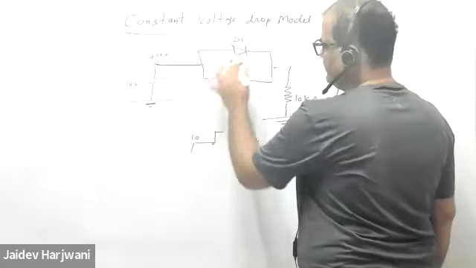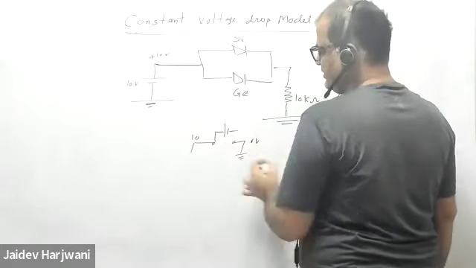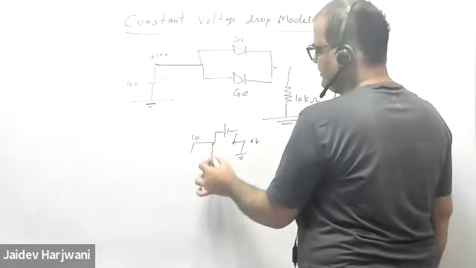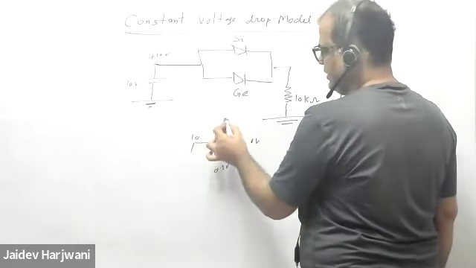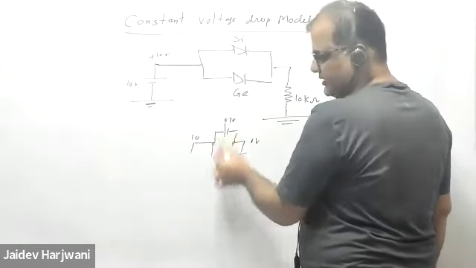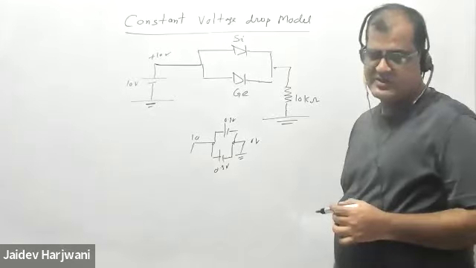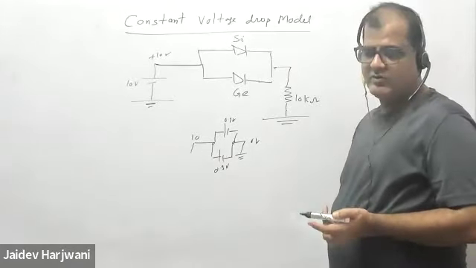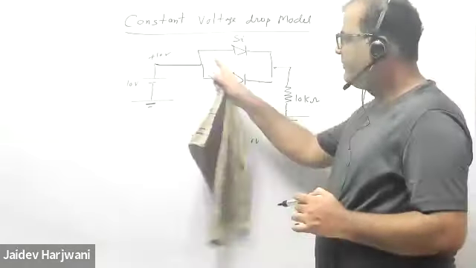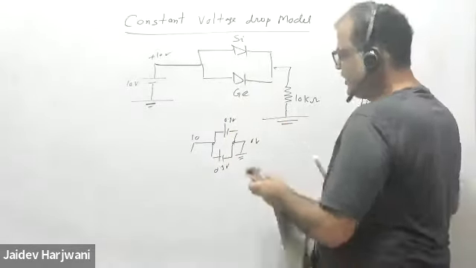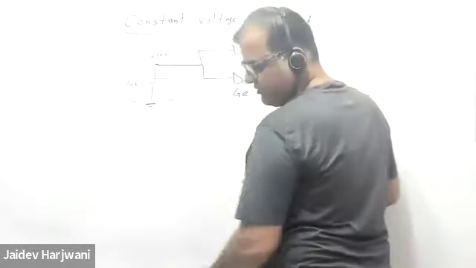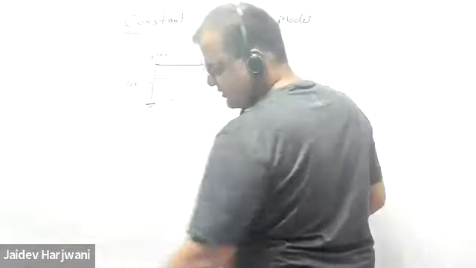If I turn on this one, this will be 0.7, and if I turn on this one, this will be 0.3. Now both are parallel, and the parallel voltage should be the same. So the choice is that only one path can be closed for the current, and the other will be open. So which diode will be on? Tell me, which diode will be on, the upper one or the lower one?